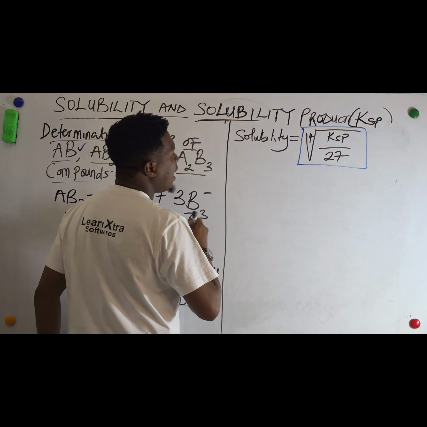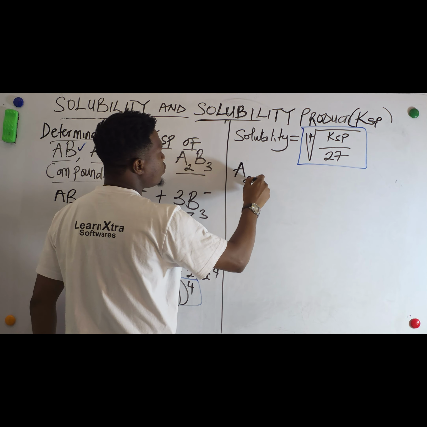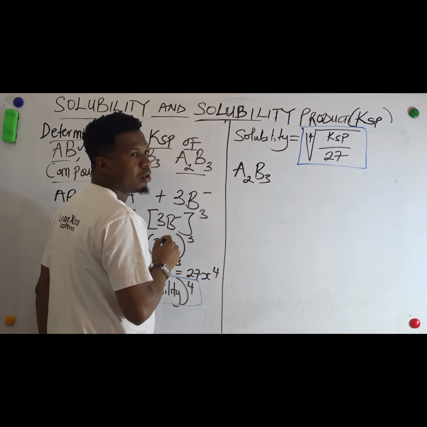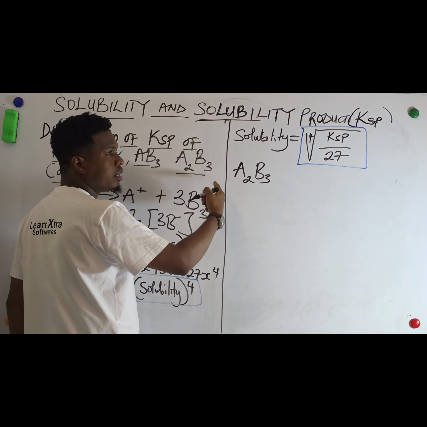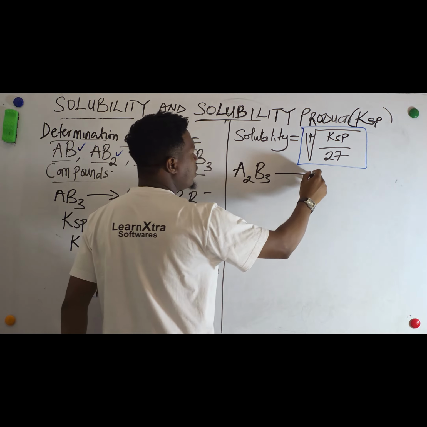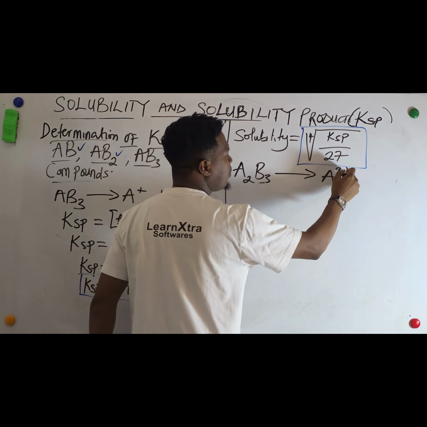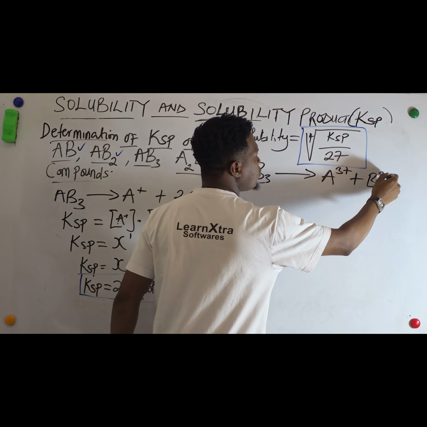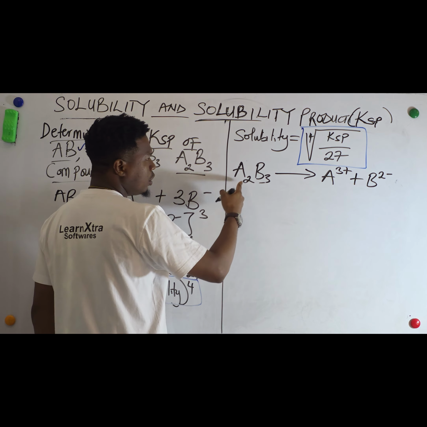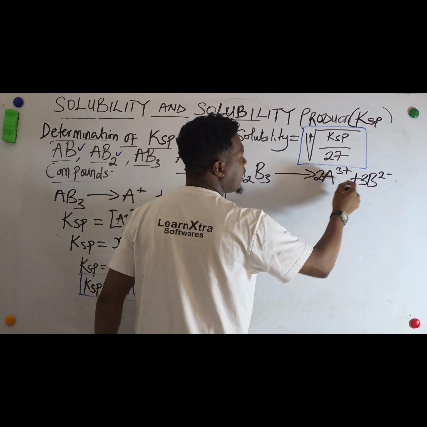Now the next one we're going to have is, let's say we have an A2B3 molecule. Okay, this one is rare. You hardly see this one in your calculation, but let's look at it. So A2B3 goes to 2A 3 plus and 3B 2 minus. So balance the equation. Here is 2, so I'm going to put 2 here. Here is 3, I'll put 3 here.